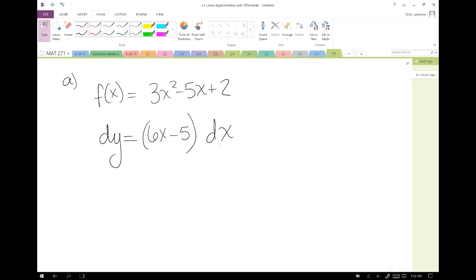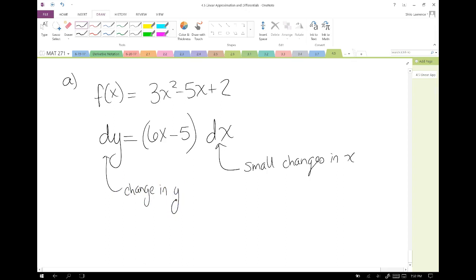What this means is small changes in x multiplied by 6x minus 5 will tell us how much the y value changed. This only works for small changes in x, though. We don't want to move too far away from the initial value that we're interested in.